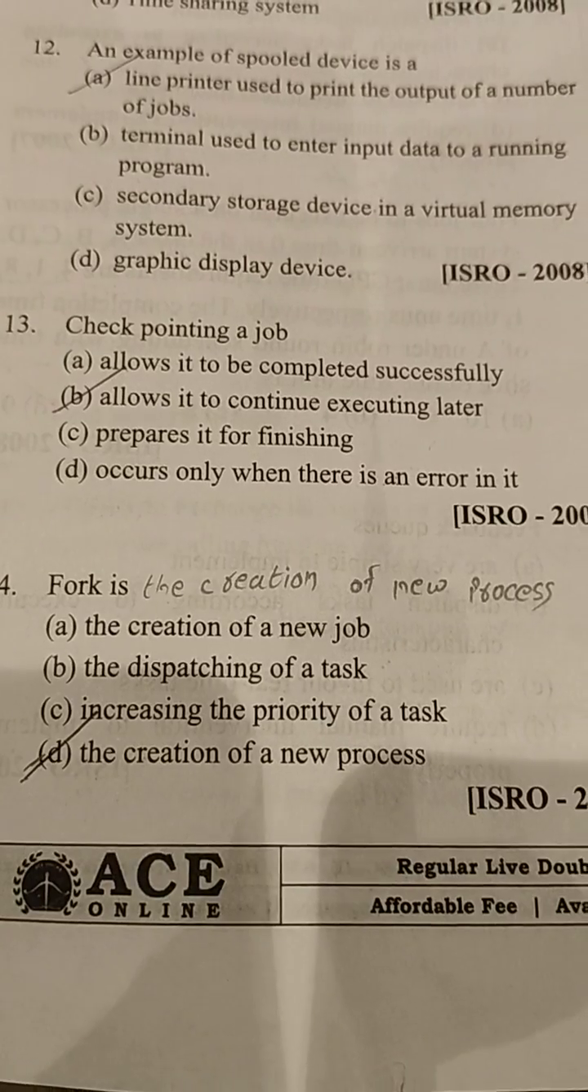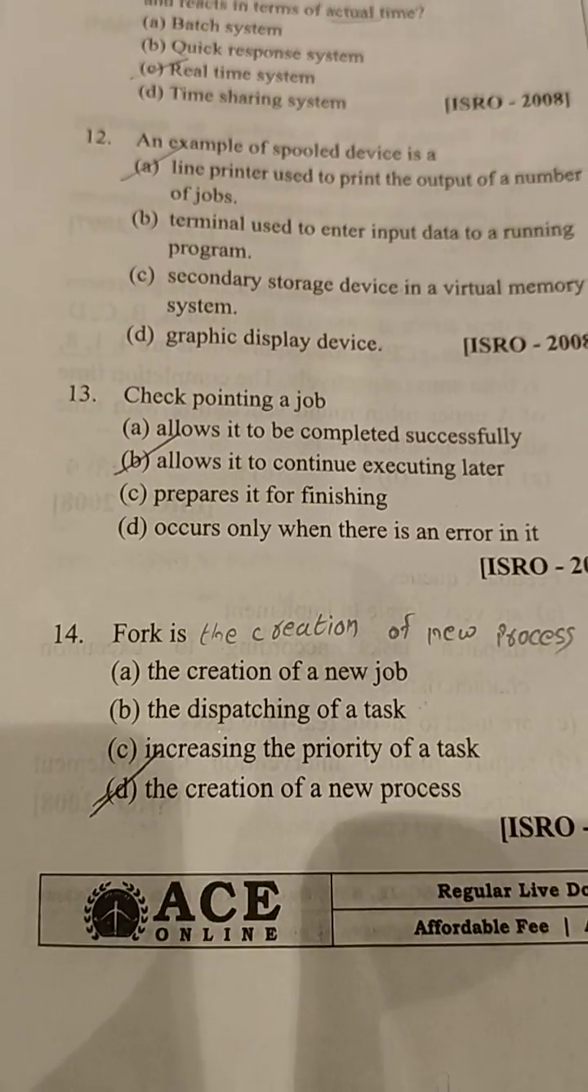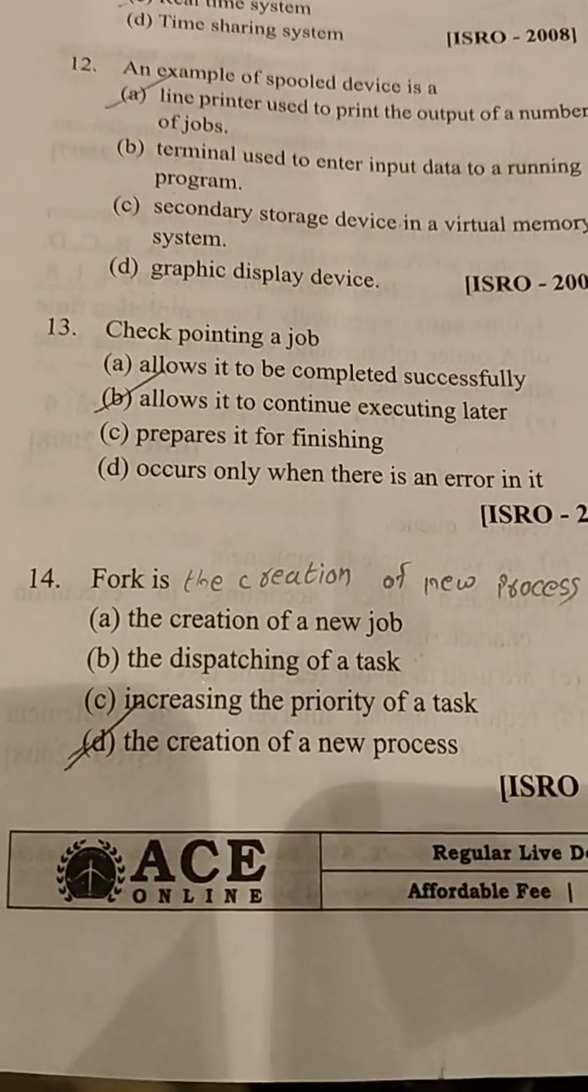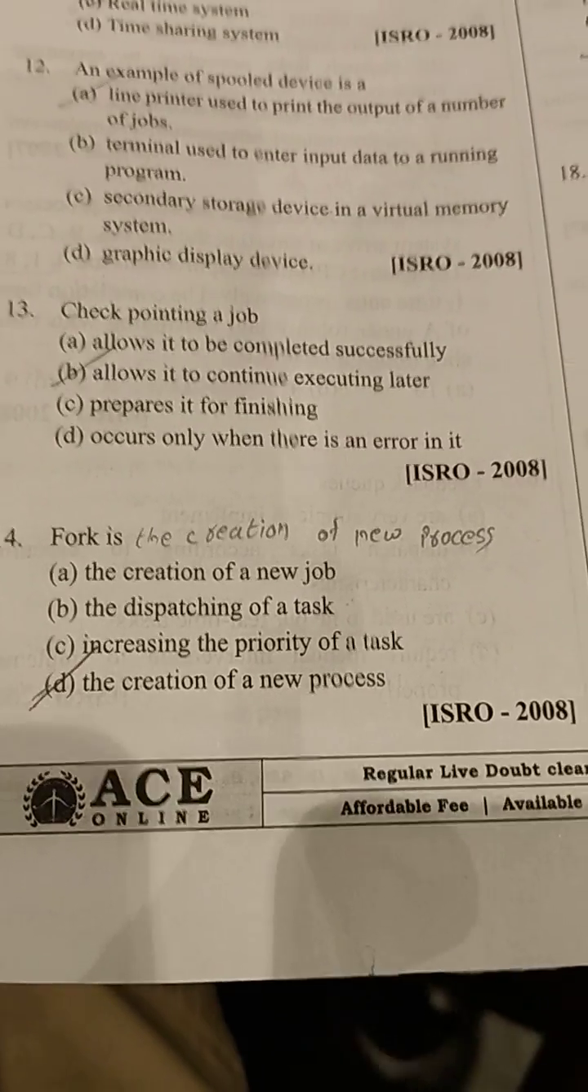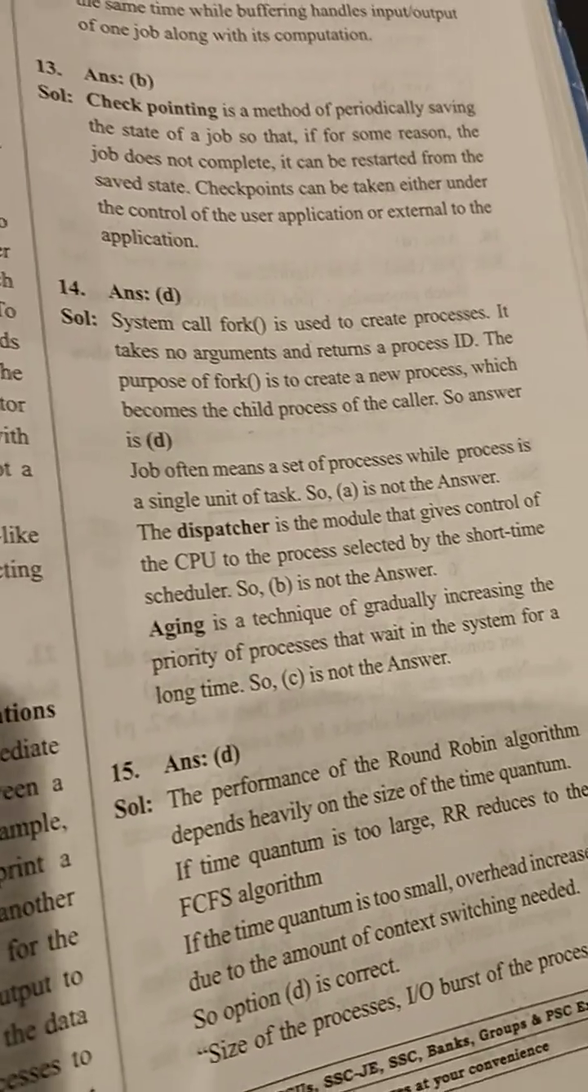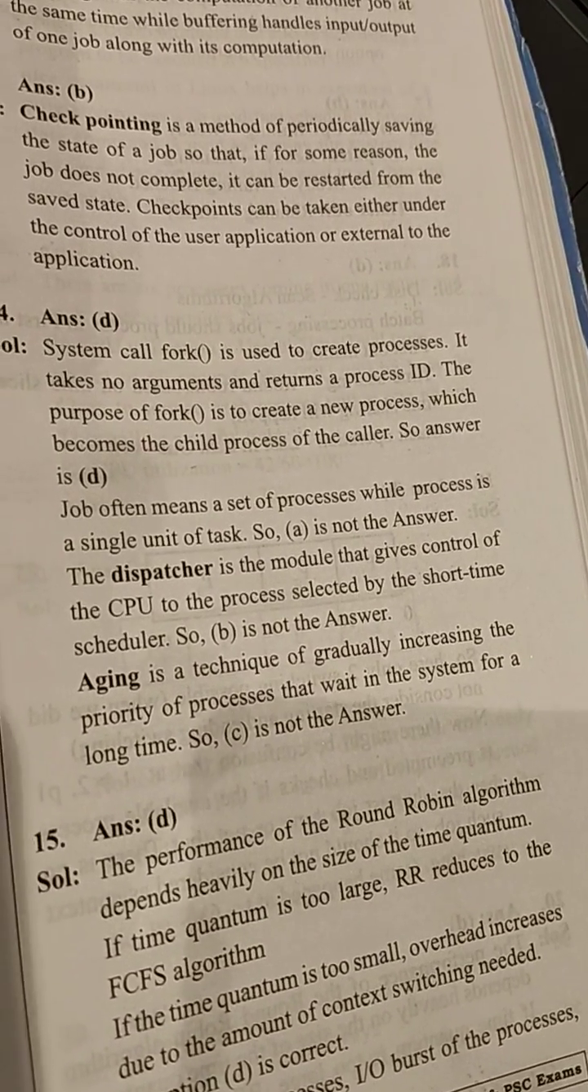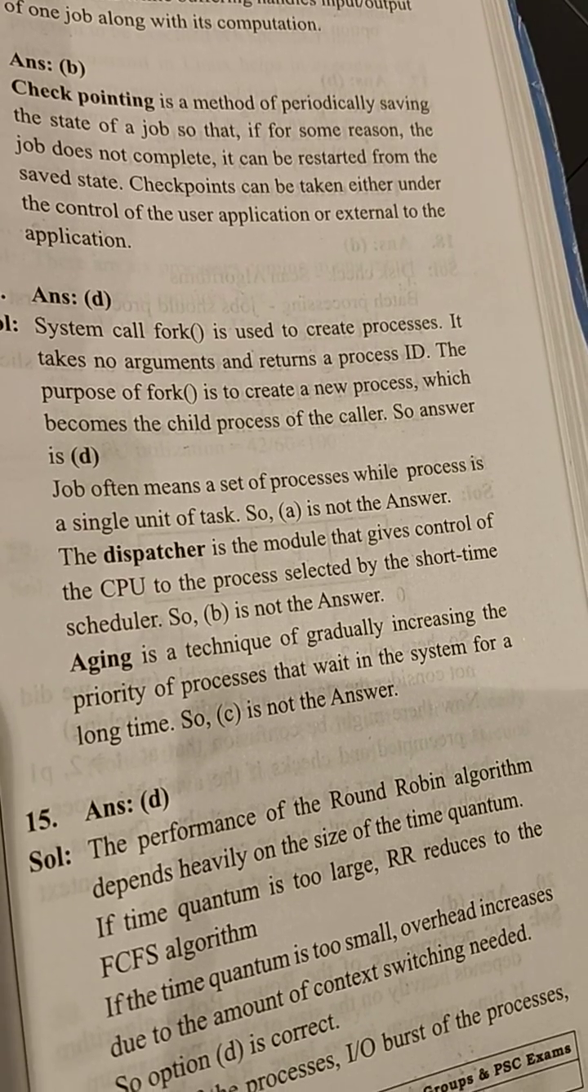Fork, the creation of a new process. Fork is known as the creation of a new process. Fork actually means the creation of a new process. A system call fork is used to create a process. It takes no arguments and returns a process ID.